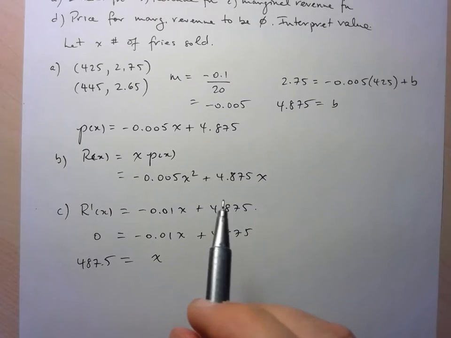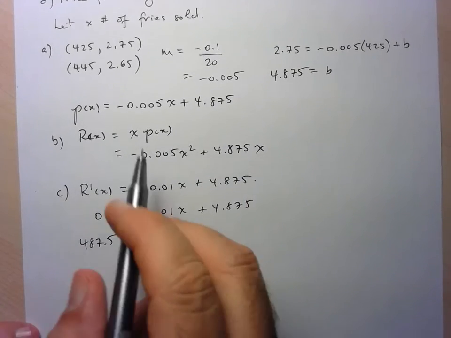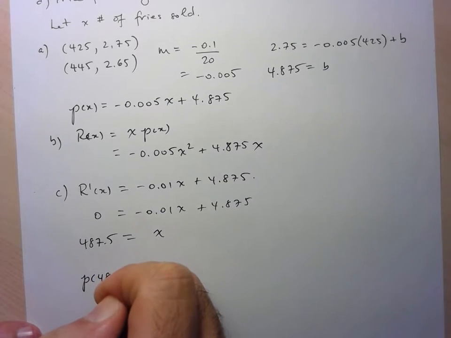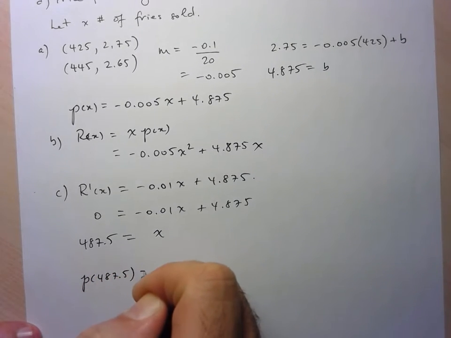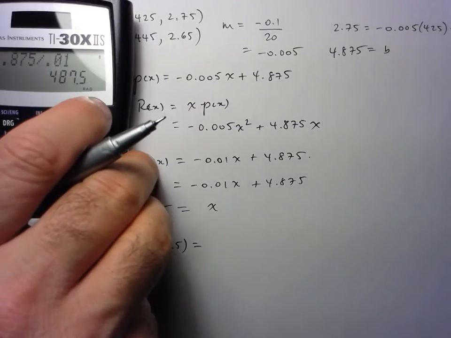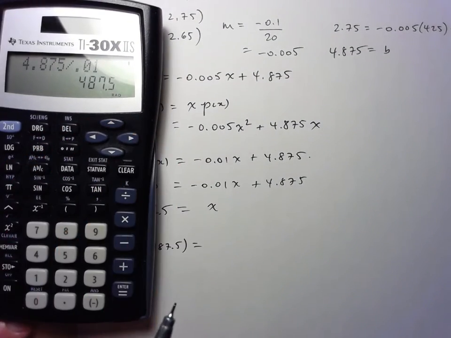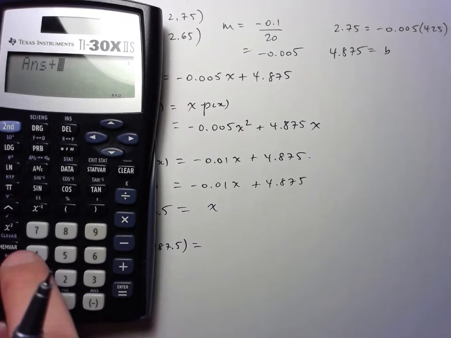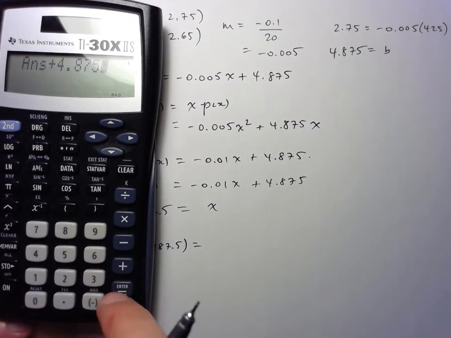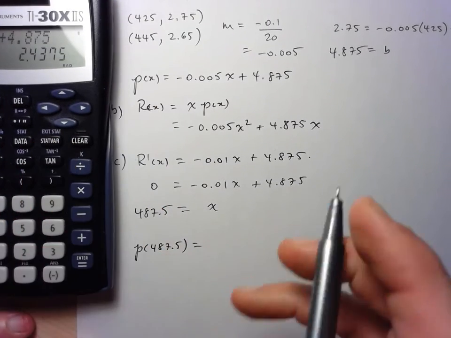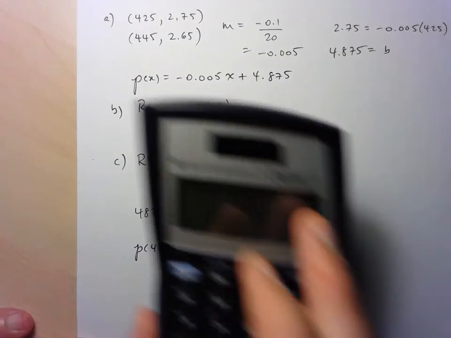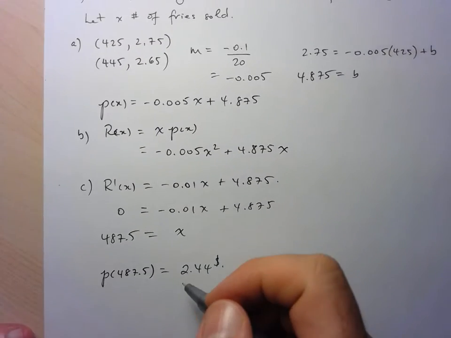Okay, so now we just have to take this and insert it into the price function. Okay, so you can just insert that directly. Okay, and let's see what that gives us here. So 487.5 times negative 0.005 plus 4.875, and so we've got $2.44. So this is the price that's going to give us the maximum revenue.